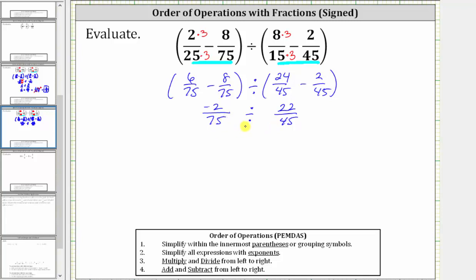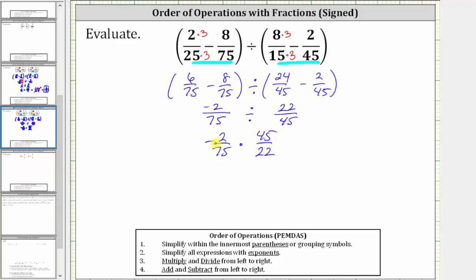And now we divide, but dividing by a fraction is equivalent to multiplying by the reciprocal, and therefore dividing by 22/45 is equivalent to multiplying by 45/22. So let's write the quotient as a product, which is -2/75 times the reciprocal of 22/45, which again is 45/22.